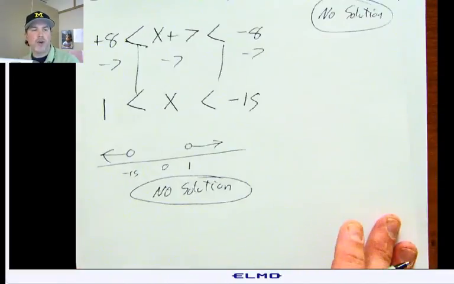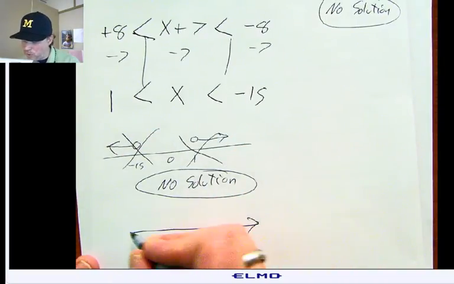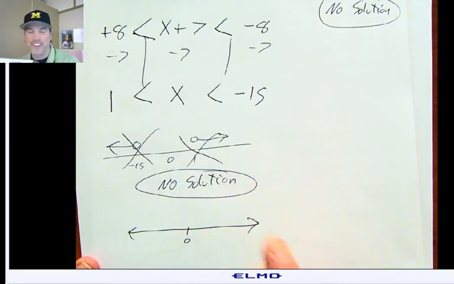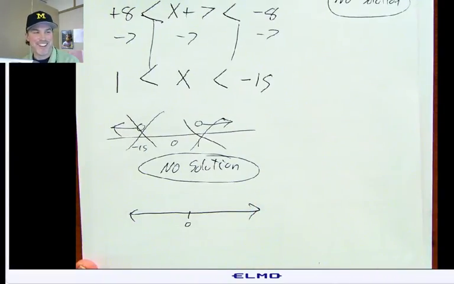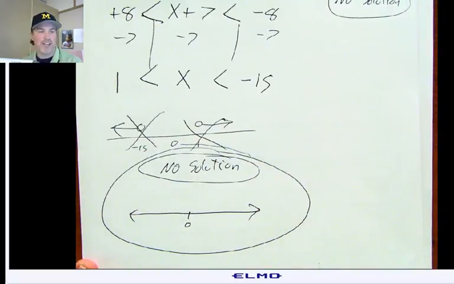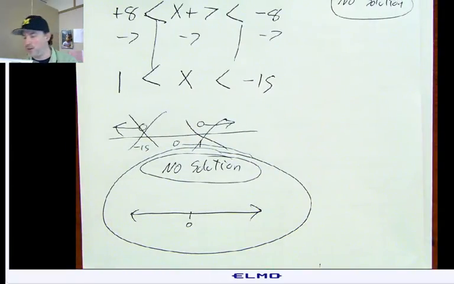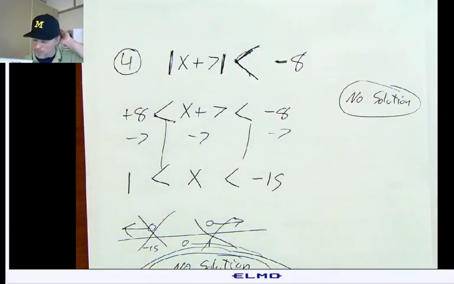How do you graph a no solution graph? Not like this. A no solution graph looks like this. It's empty. Interval notation, you just say no solution at this point. So these are the two answers that you would give: an empty graph for the graph and a no solution, because there's no number in the universe that when you take the absolute value of it, it would be less than a negative number. So no solution.